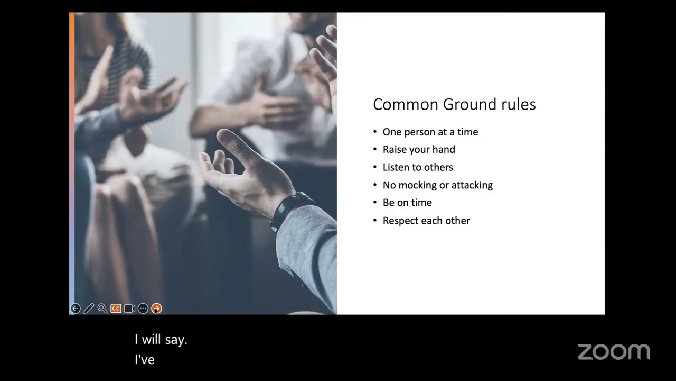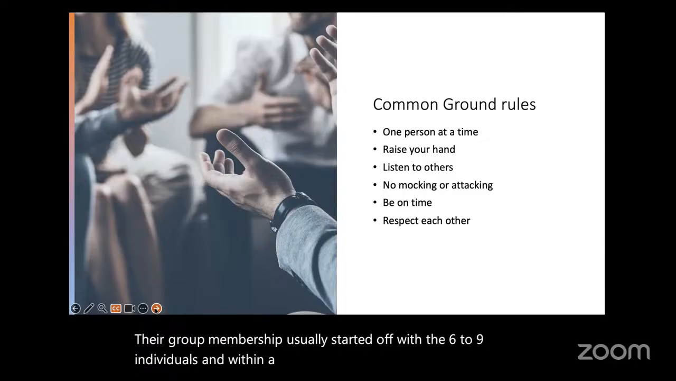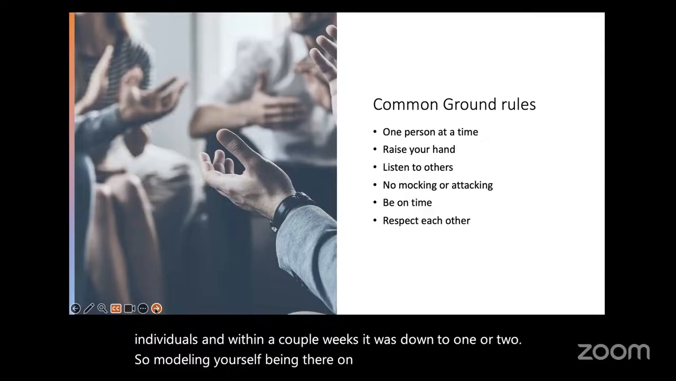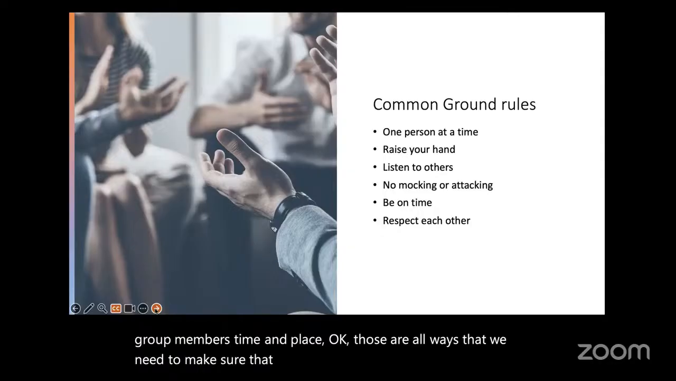I will say, I've worked with facilitators who tended to be late for their own groups, and their group membership usually started off with 6 to 9 individuals, and within a couple weeks it was down to 1 or 2. So model yourself being there on time and respecting your group members' time and place. Those are all ways that we need to make sure that we model these common ground rules.